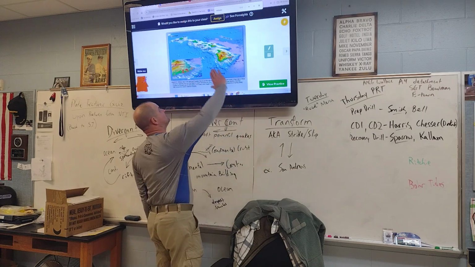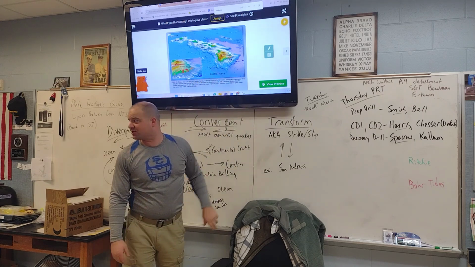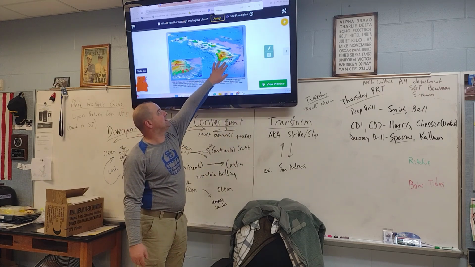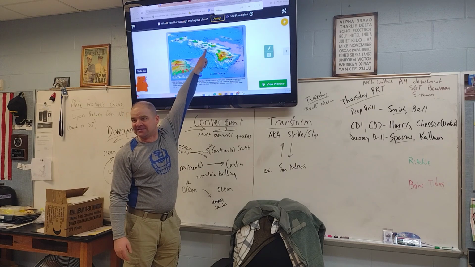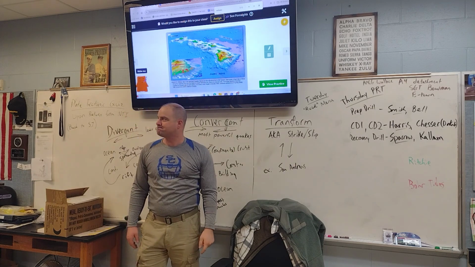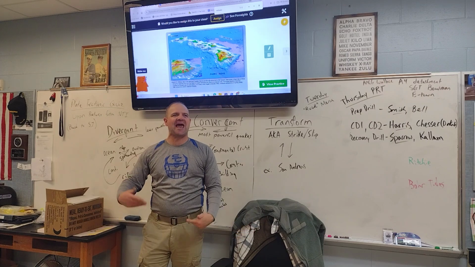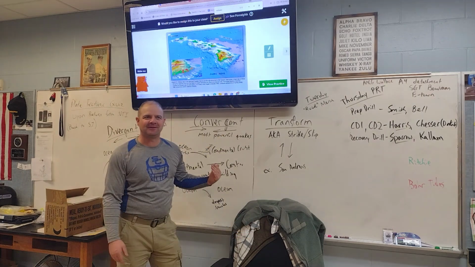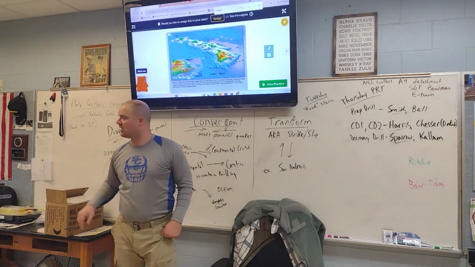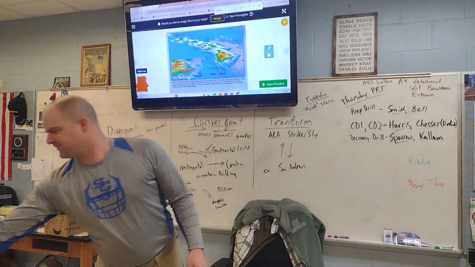As the plate moves off, the arrow showing the direction that it's moving, the islands that it made in the past start to what? Erode. They start to erode. They're not going to expand. They're not being added to. They're off the hot spot. They start to erode.